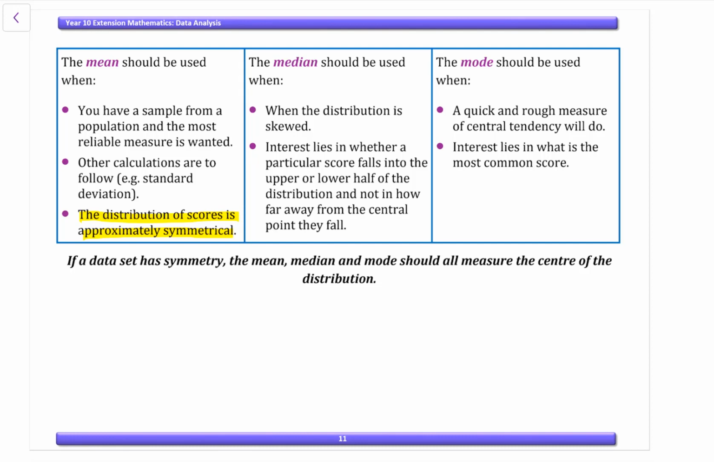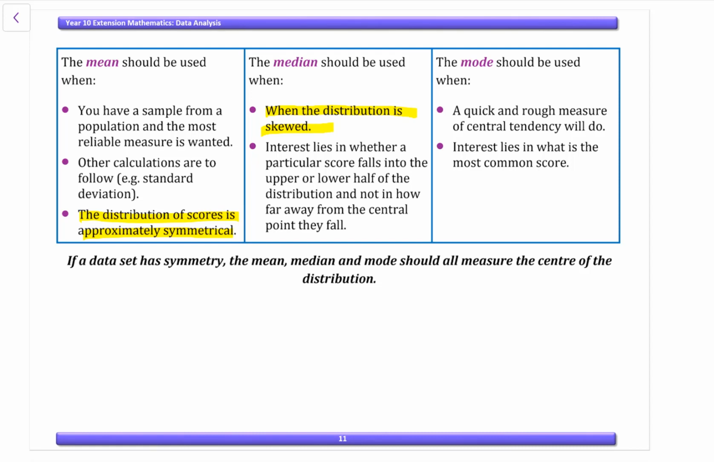Now the median should be used when the distribution is skewed, okay? Interest lies in particular whether a particular score falls into the upper or lower half of the distribution and not in how far away from the central point they fall. So you want to know where they are in relation to the median or the middle score. And the mode should be used when a quick and rough measure of central tendency will do, or interest lies in what the most common score is.